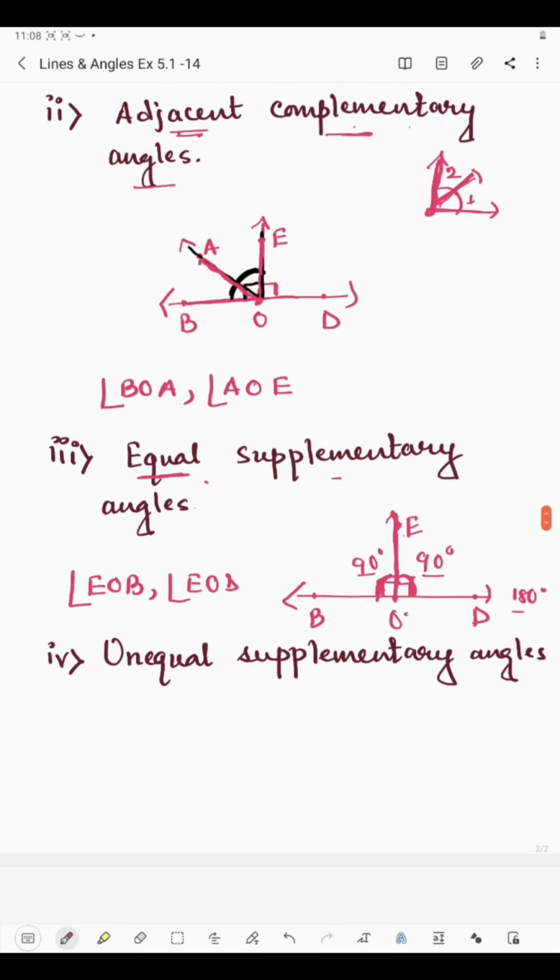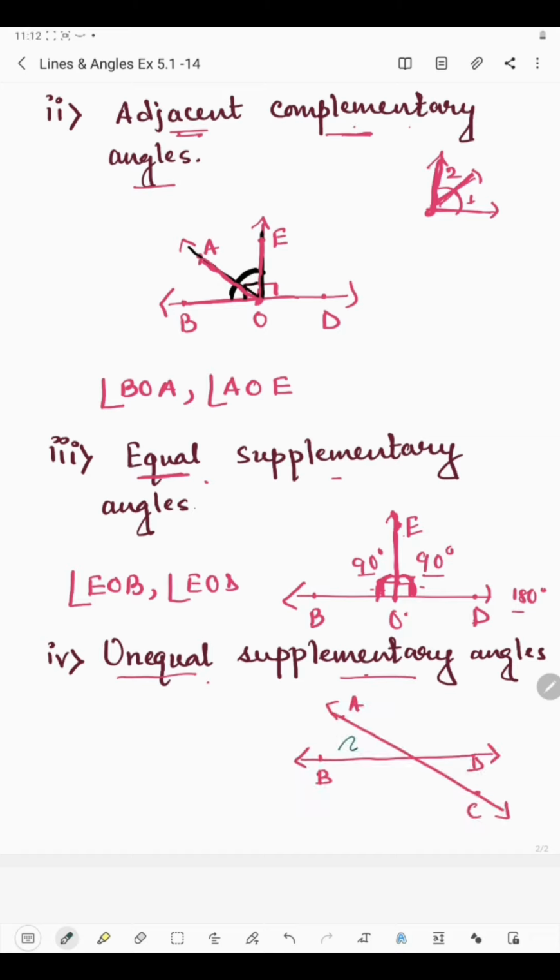Now in the fourth part we have unequal supplementary angles. Supplementary angles, as you know, are two angles whose sum makes 180 degrees. But here it is said to be unequal supplementary angles. In the previous case it was equal supplementary angles, meaning both sides we got 90 degrees. Okay, but here we have unequal supplementary angles. Now first of all, when supplementary angles are given, that means they form a straight line, because a straight line makes 180 degrees and it is a supplementary angle, right?